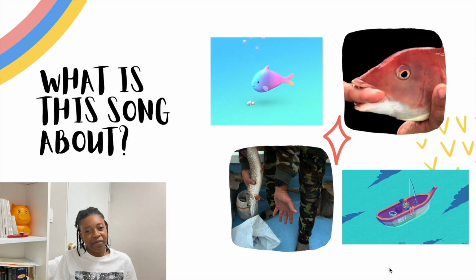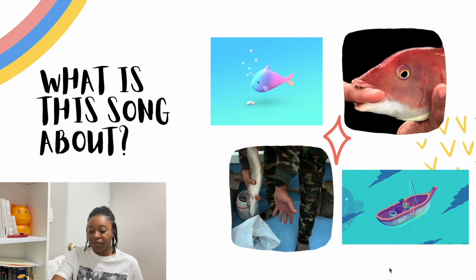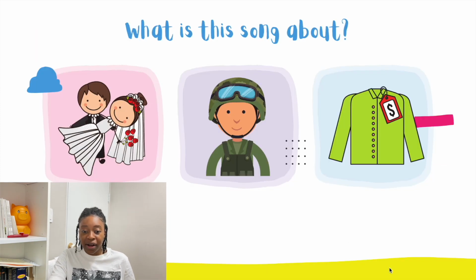Bite this little finger on my right. So very simple. Okay, how about this one? Okay, this one is really interesting. You have a lady, well, two people actually, a man and a woman. Obviously, looks like they're getting married. Then you have a soldier, and then you have clothing with a price tag.